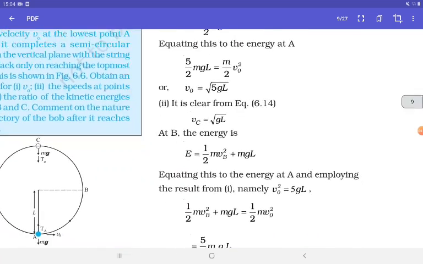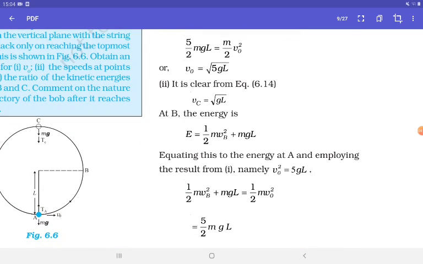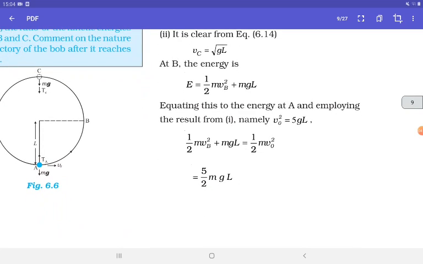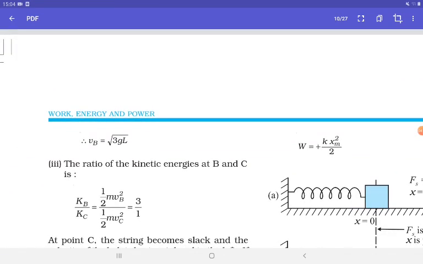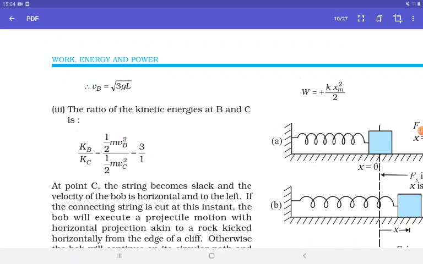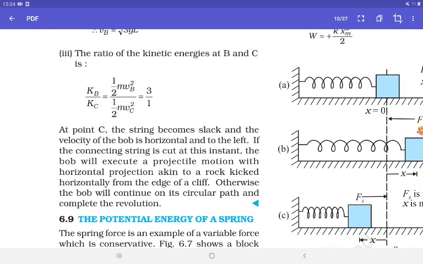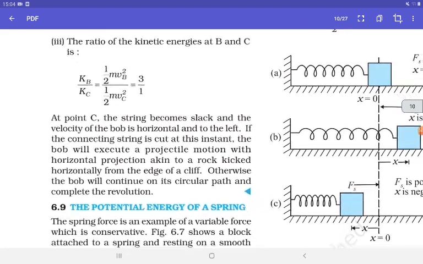At B, the energy is E = ½mv_B² + mgL. Equating this to the energy at A and employing the result from 1, namely v_0² = 5gL, ½mv_B² + mgL = ½mv_0² = 5/2 mgL. Therefore, v_B = √(3gL). The ratio of the kinetic energies at B and C is K_B/K_C = ½mv_B²/½mv_C² = 3/1.